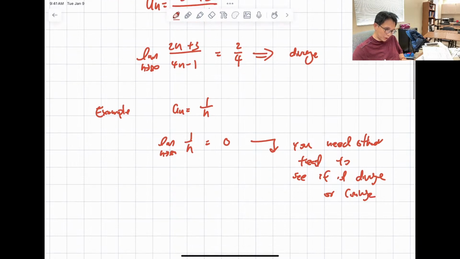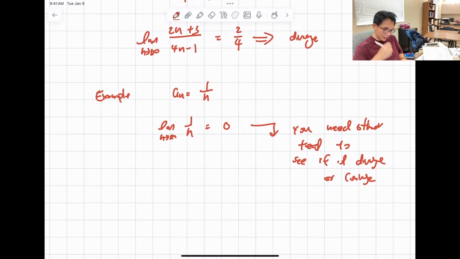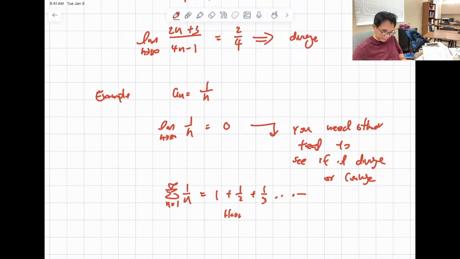It turns out we do know one other series: the summation from n equals 1 to infinity of 1 over n. It's a very well-known series because this is just the harmonic series, and the harmonic series diverges. So again, going to 0 doesn't mean it converges. It just means it's not for sure divergent. You still have to try other tests to determine the outcome.